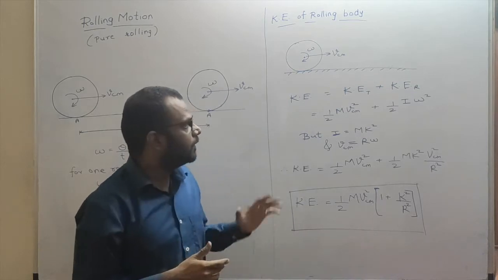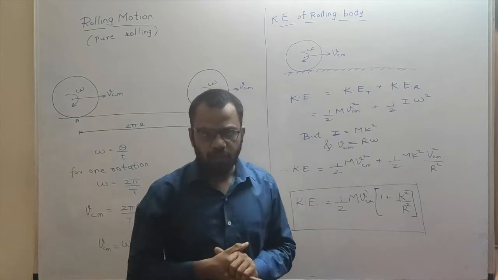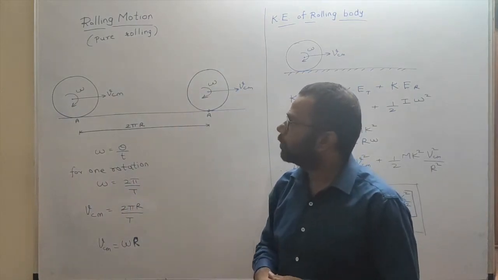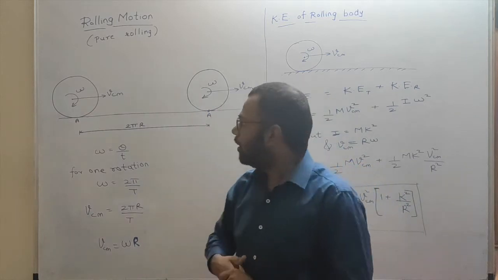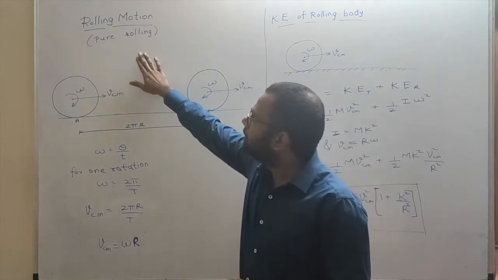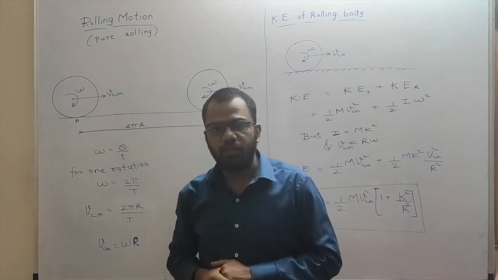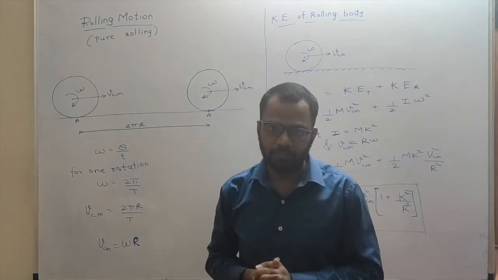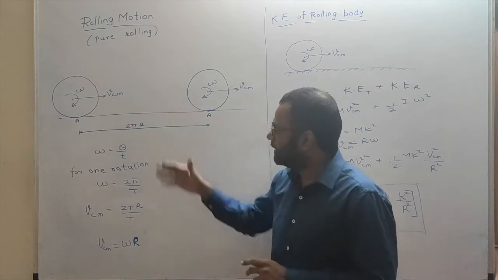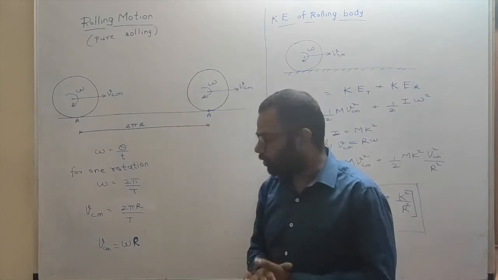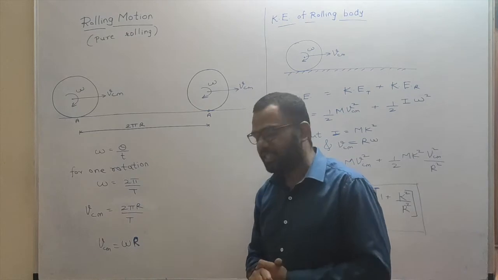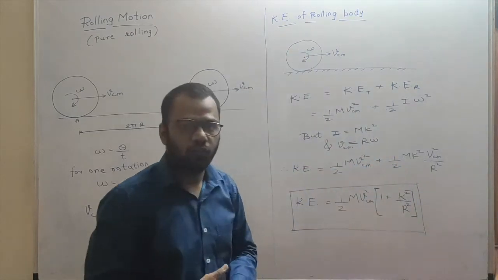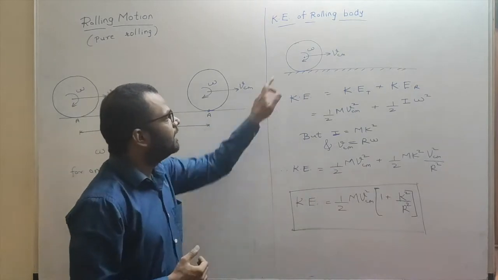I hope you have understood this. So just write down this: rolling motion, pure rolling. Over here you can write that it is the combination of translation motion and rotational motion, and then draw this diagram so you understand how we get VCM equals omega r. Afterwards, mention kinetic energy of rolling body, and then draw this diagram.